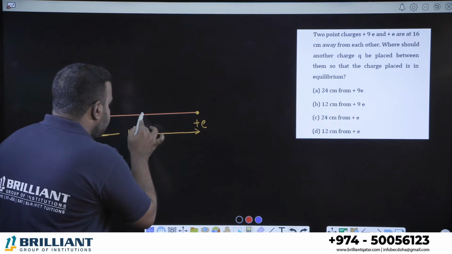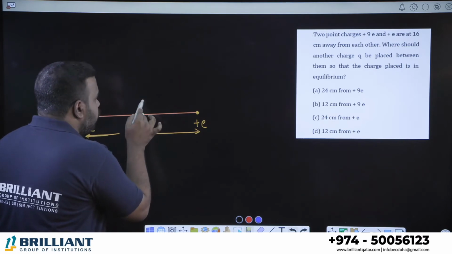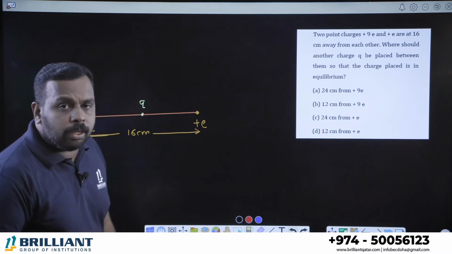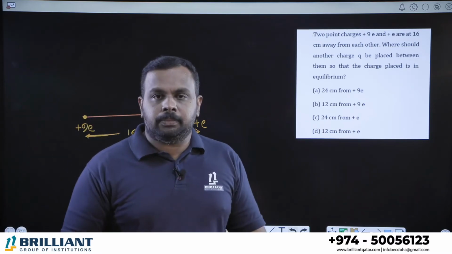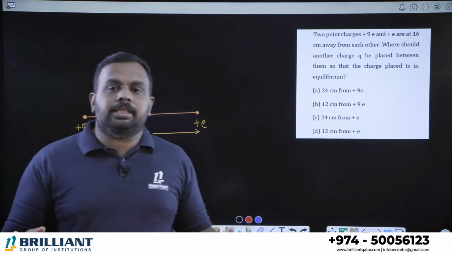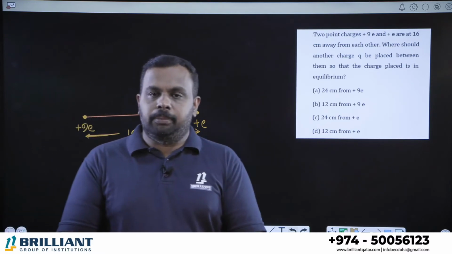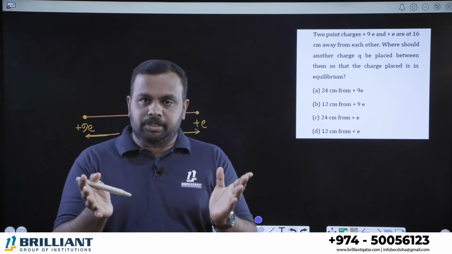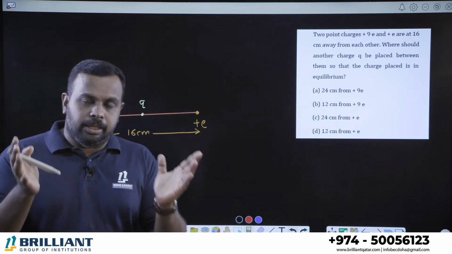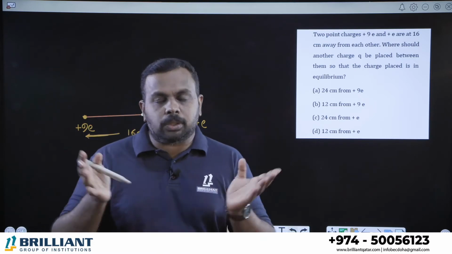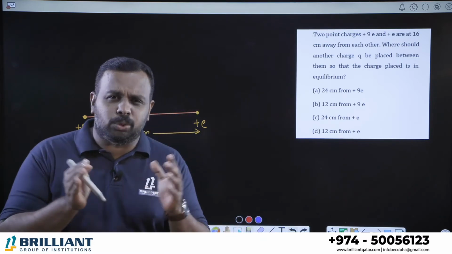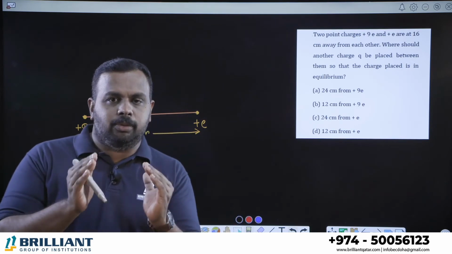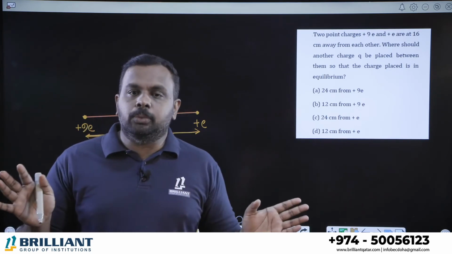So in between here, imagine, let it be the point where the charge placed is in equilibrium. First of all, what is meant by equilibrium? When can we say that a body or a charge is in equilibrium? Equilibrium in physics means the net force acting on an object is zero. If the net force, the resultant force, that means the vector sum of all forces acting on a body, is zero, then that body is in equilibrium.